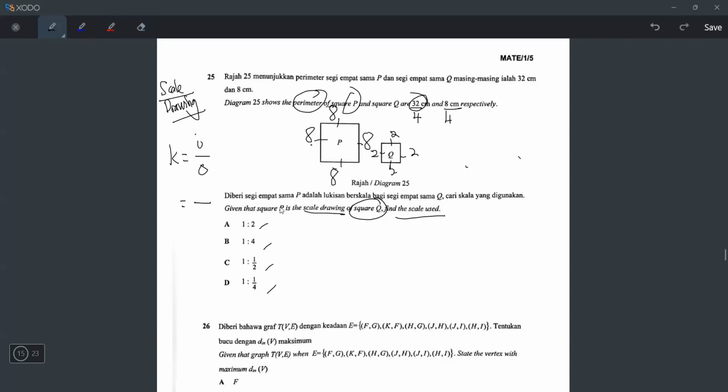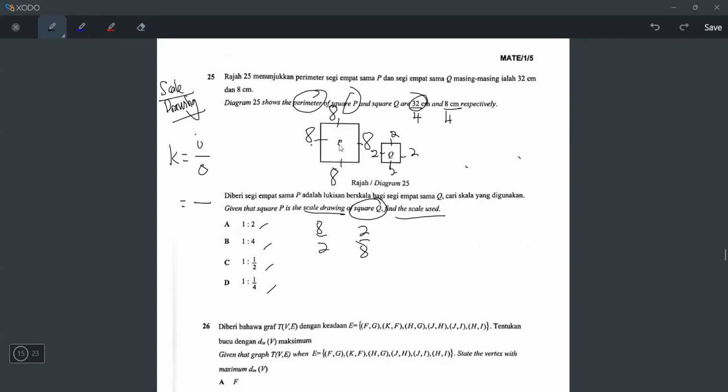Because they say given that square P is the scale drawing of square Q. So find the scale factor. Do I take 8 divide 2, or 2 divide 8? Which one is the correct one? Okay, listen here.